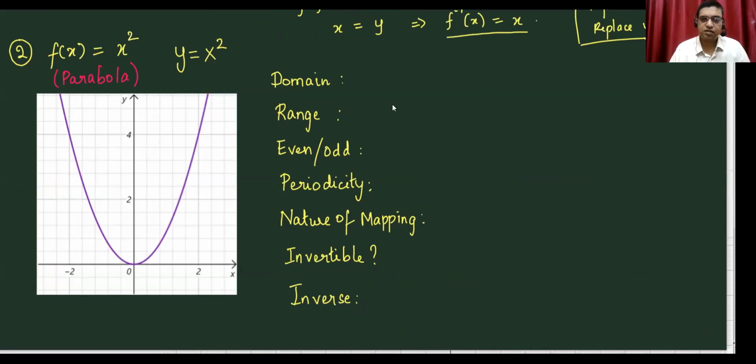Now let us go into this. What is the domain of this? R. Good. For all real numbers, it is defined. All right. What is the range? R plus, including 0. So we write the closed interval 0 to infinity, open at infinity.